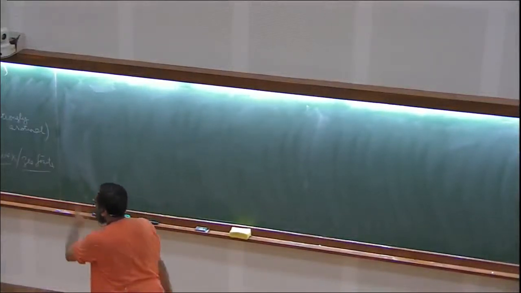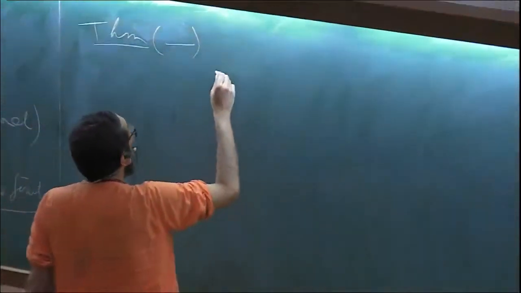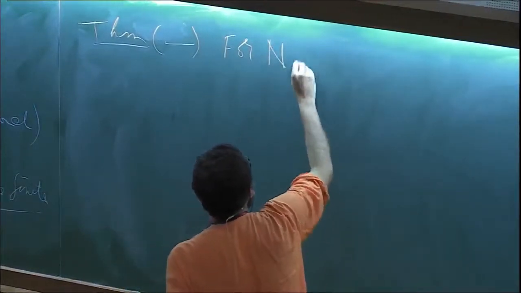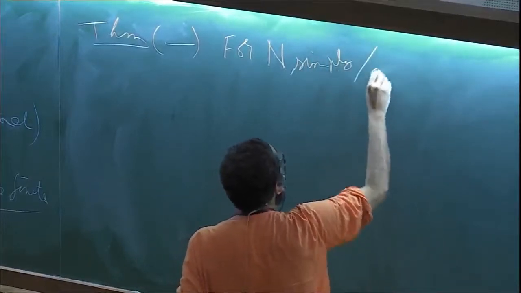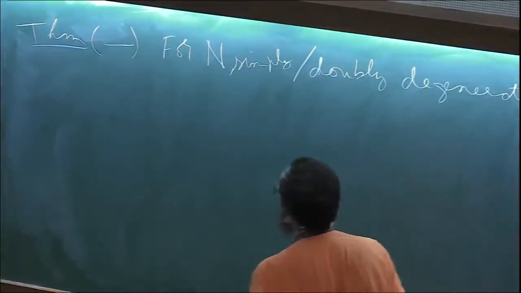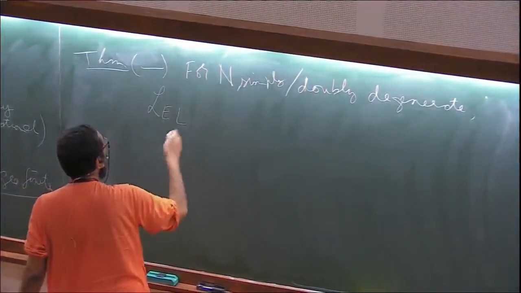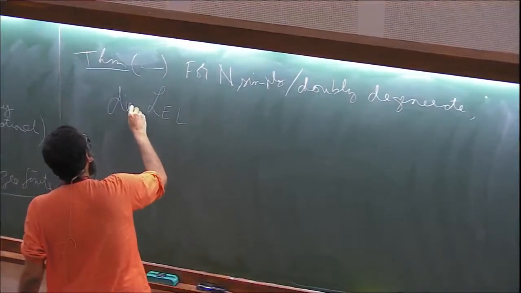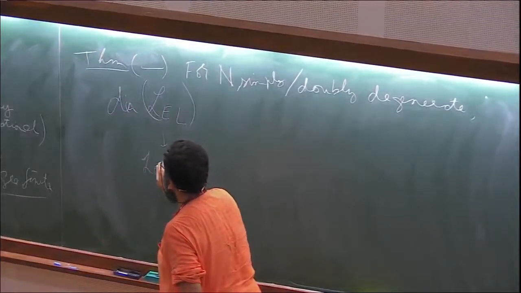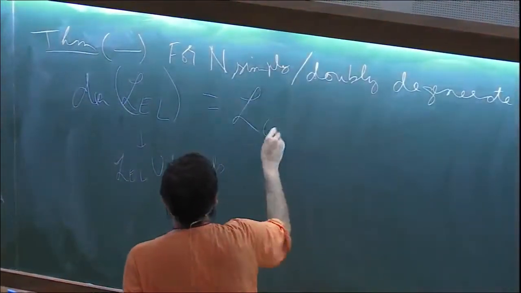All right, so here's this fact. This is a theorem in the Kleinian groups world. It essentially says that for N simply or doubly degenerate, LEL is the Thurston ending lamination. Let's put this: LEL-dia means LEL union diagonals. This is equal to LCT.